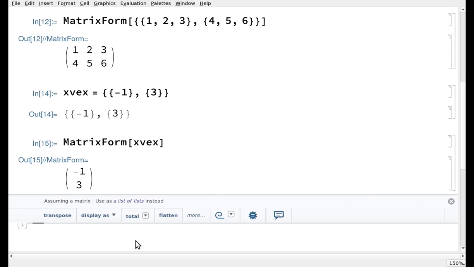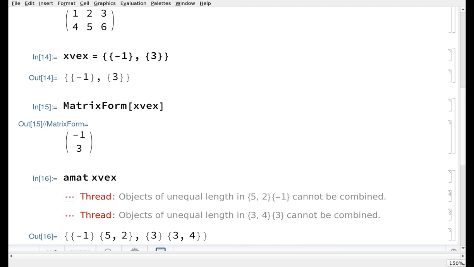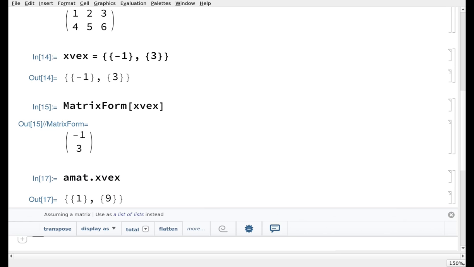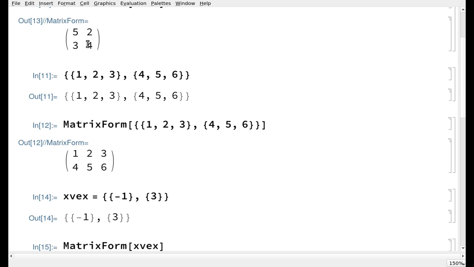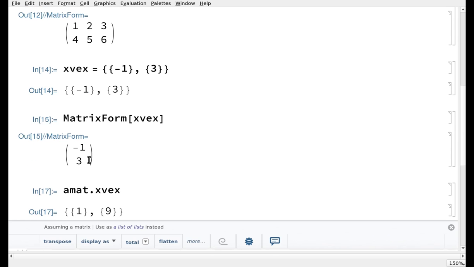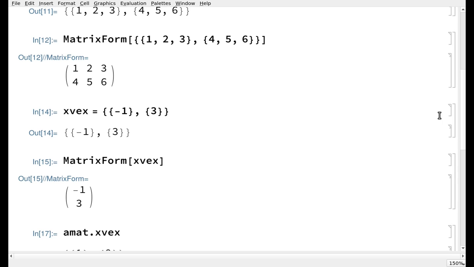Okay, now we can multiply the A matrix times the xvec. Oh, I'm sorry. You know what I have to do? It doesn't know how to multiply those two things in the ordinary sense. What we actually want to do is matrix multiplication, which is represented by a dot, kind of like the dot product. So if we multiply A, which is 5, 2, 3, 4, times the x vector -1, 3. Did it do that right? I can't see it all at once, but I'm assuming Mathematica did that correctly.